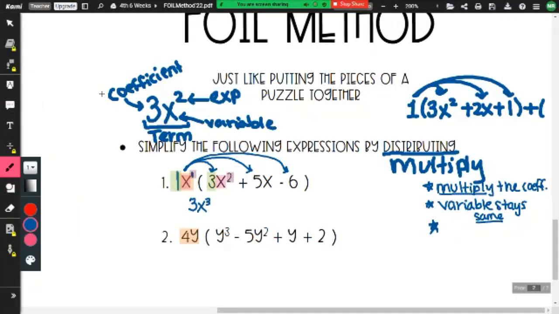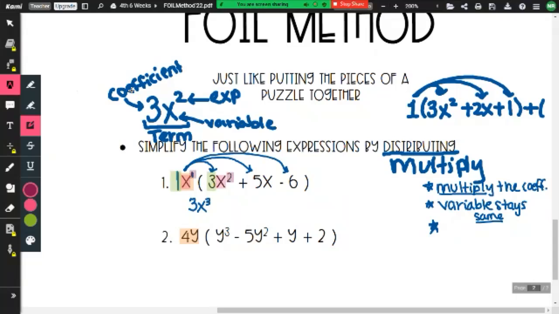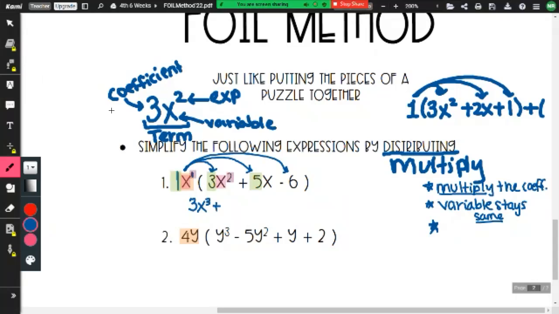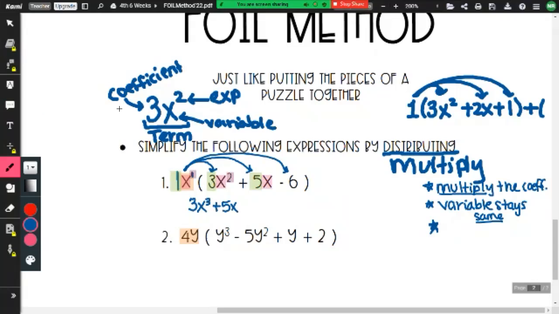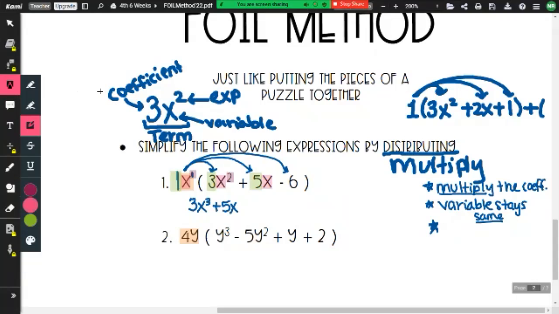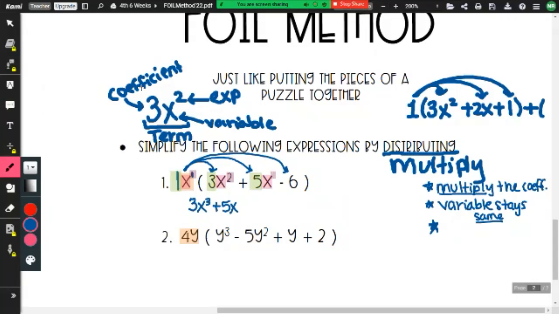Let's do the next one. The coefficient of that term is 1. The coefficient is 5. We multiply the coefficient. 1 times 5 is 5. Okay. Variable stays the same. So x remains an x. And you add the exponent. Exponent here is 1. I don't have an exponent here, so I also fill that in with the 1. And 1 plus 1 is 2. Add the exponent.